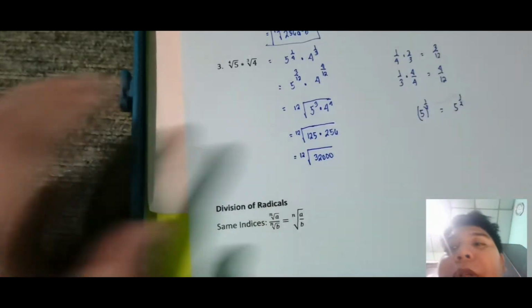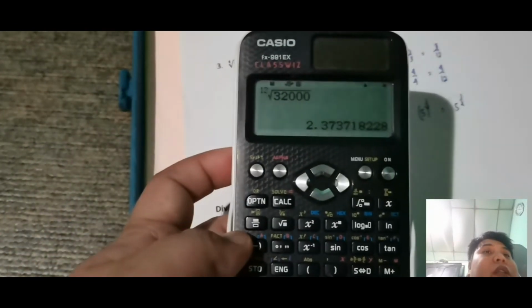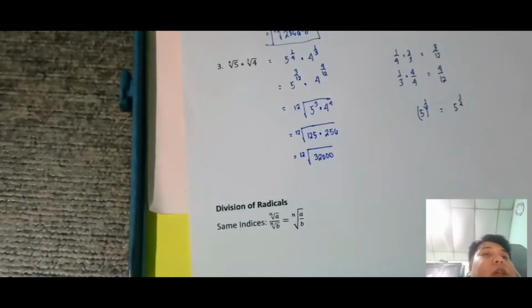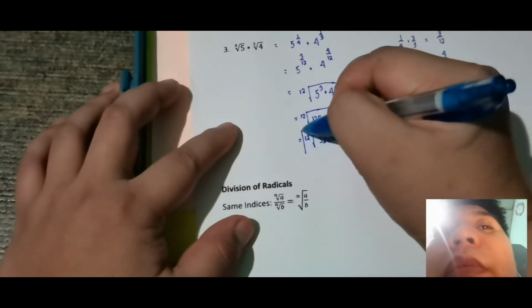Ngayon, i-check natin kung may perfect 12 root siya. So, what is the 12 root of 32,000? Check natin kung may sagot. So, 12 root of 32,000 is 2.37. So, hindi eksakto. So, therefore, ito na lang yung ating sagot.